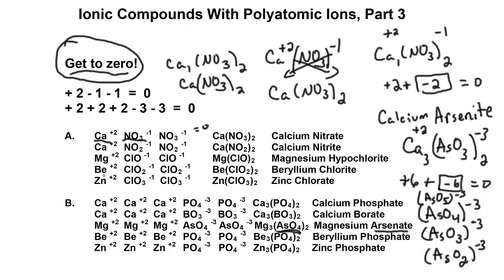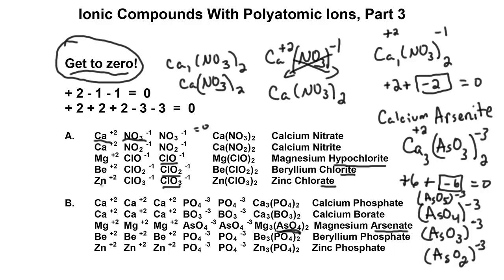Calcium, magnesium, beryllium, zinc. I'm just taking a +2 ion. And I'm going to combine that with a -1 polyatomic ion. And there's a whole bunch on that list of polyatomic ions that I told you to know. So we have nitrate, nitrite, we have a chlorate, and a chlorite, and a hypochlorite. Notice that the chlorate is ClO3, the chlorite, one less oxygen, ClO2, the hypochlorite, ClO.